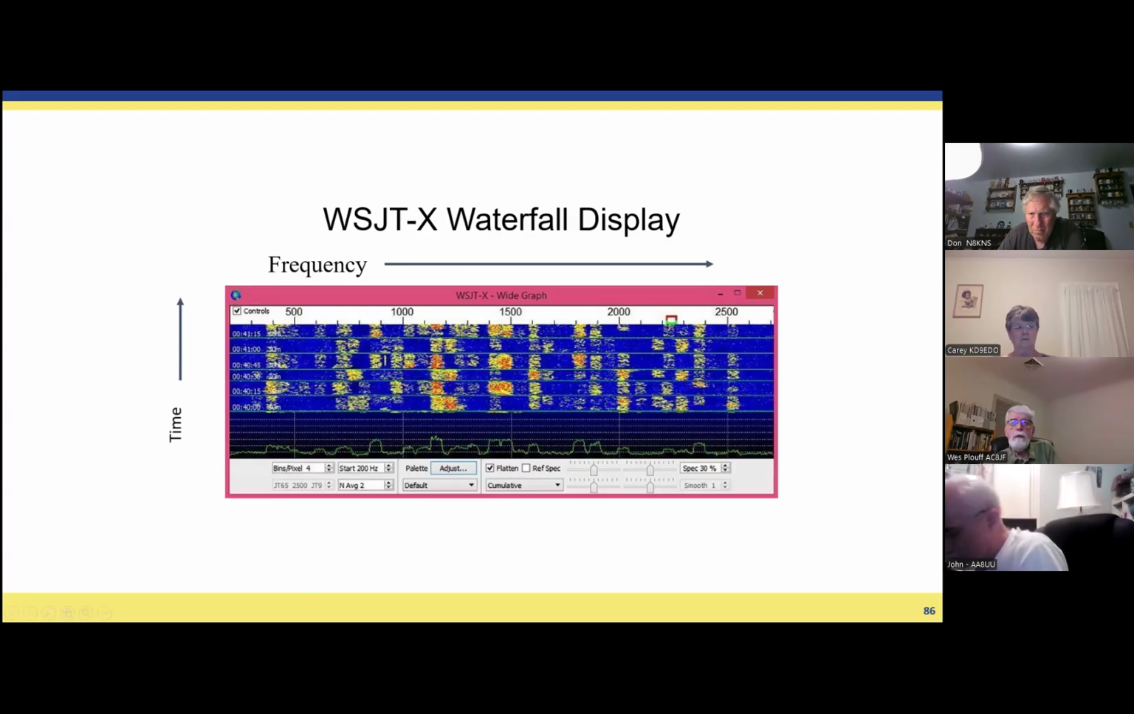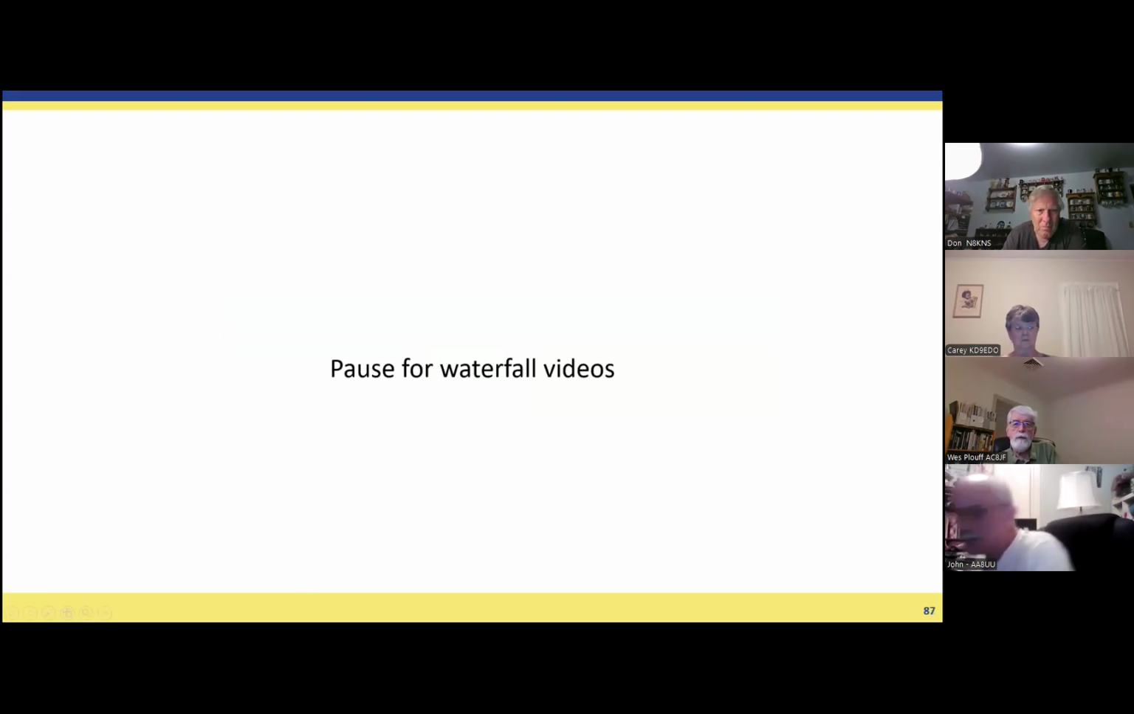Now, what I'm going to do here is switch for a moment and show you a few waterfall displays in action, because I can. I'm going to go back to share. I'm going to share this other thing here. There we go. It's a media player. I'm going to put this on full screen here.